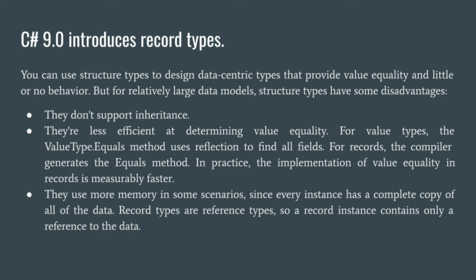For value types, the ValueType.Equals method uses reflection to find all fields. For records, the compiler generates the Equals method. In practice, the implementation of value equality in records is measurably faster.